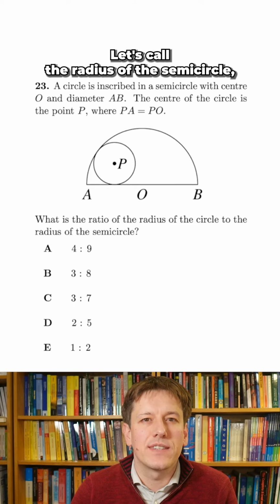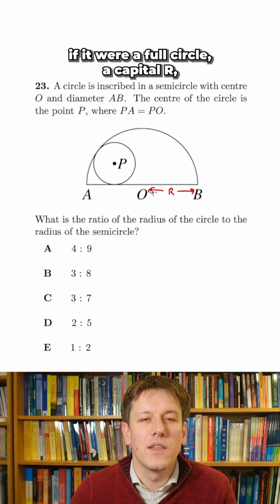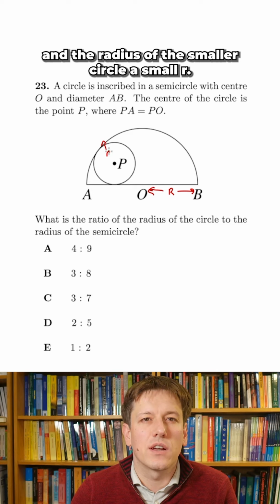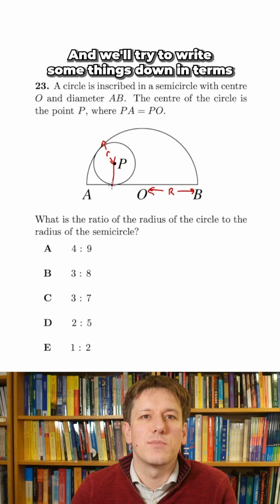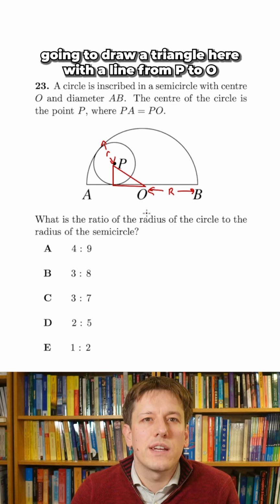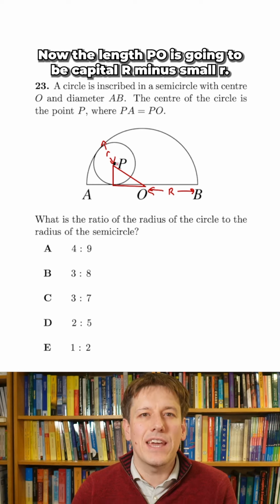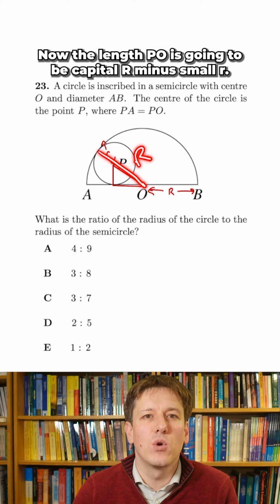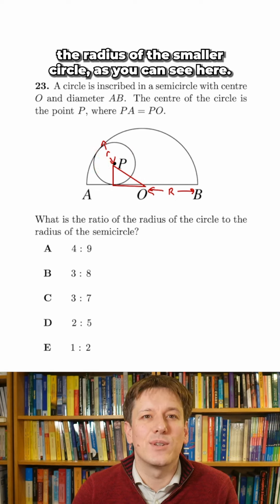Let's call the radius of the semicircle, the larger circle if it were a full circle, capital R, and the radius of the smaller circle, small r. And we'll try to write some things down in terms of those values. In particular, I'm going to draw a triangle here with a line from P to O and a perpendicular line from AO to P. Now the length PO is going to be capital R minus small r, the radius of the larger circle minus the radius of the smaller circle, as you can see here.